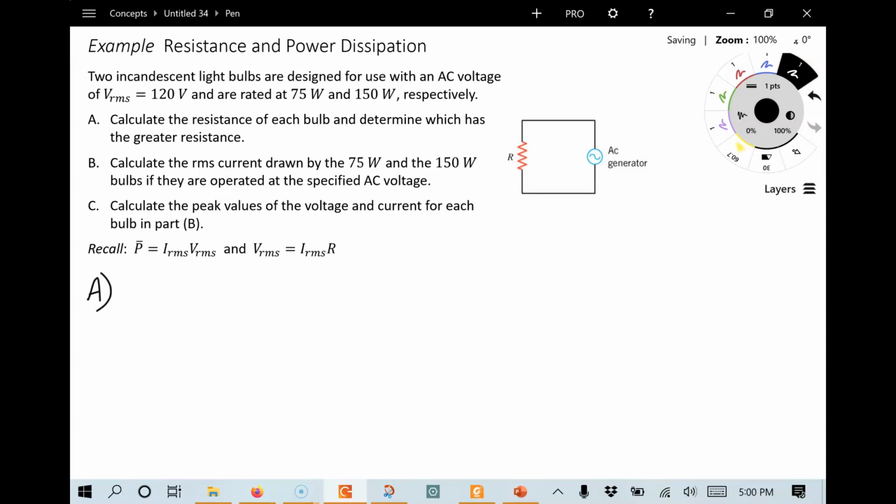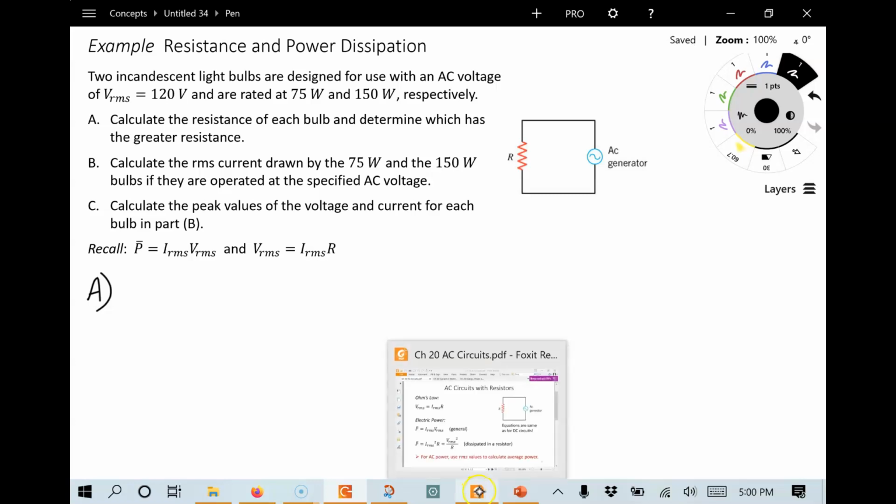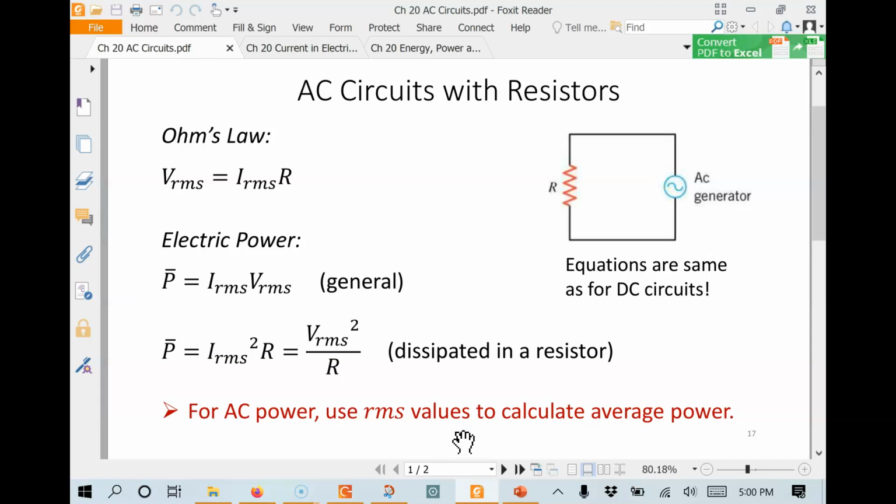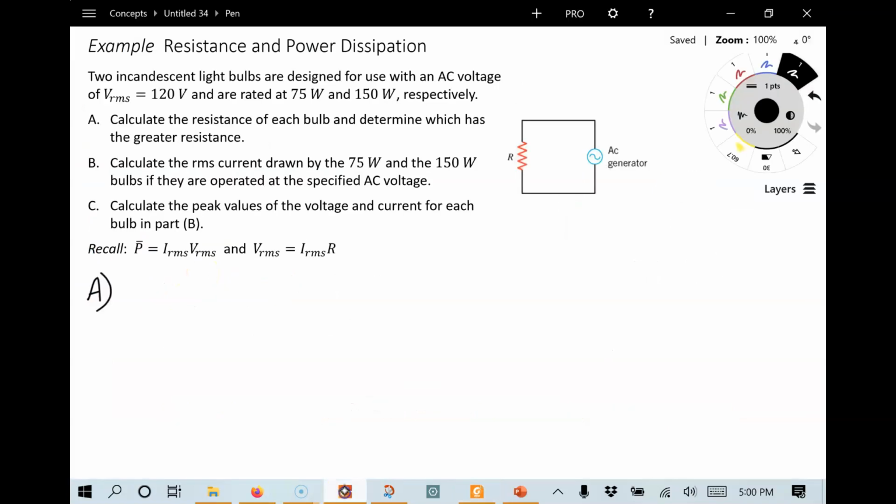We're dealing with AC circuits here, but I want to point out that we use the same exact equations as we did for DC circuits. Ohm's law is still the same. We just use RMS values of V and I. If we use the RMS values of V and I, we can calculate the average power, and it's important that we use the RMS values to get the average power. So we have the same equations as before.